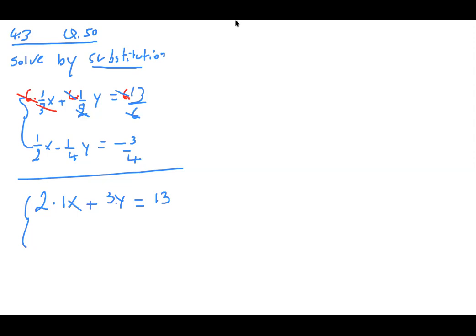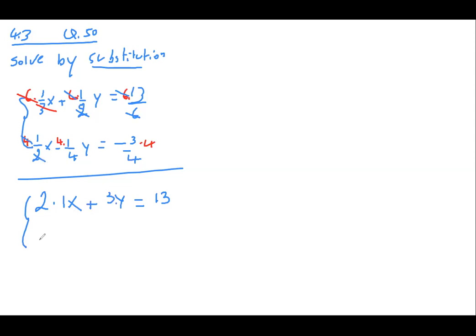A number that they can all go into: 4. 4 is better, because all these can go into 4. So we're going to times all these by 4. And what do you do after that? You cross out the 4 and the 2.